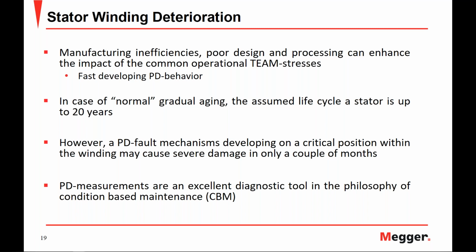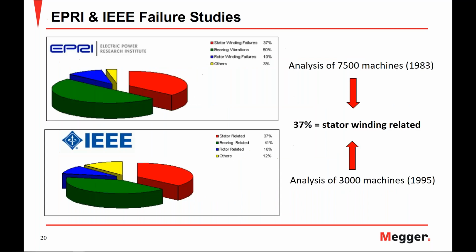Partial discharge measurements provide insight into these PD fault mechanisms and are excellent diagnostic tools to include in one's condition-based maintenance program. Here we have a study performed by EPRI and IEEE where a combination of over 10,000 machines were analyzed. And it was found by both of these studies that stator winding related failures accounted for 37% of the overall failure rate.